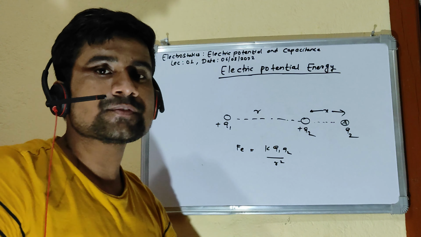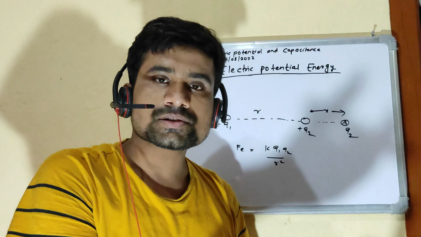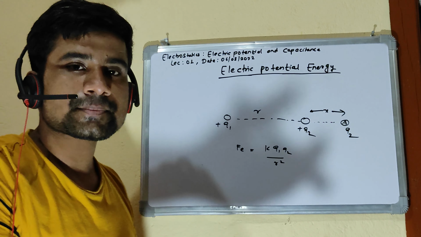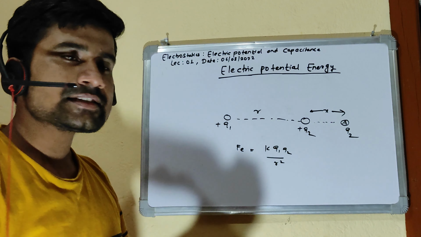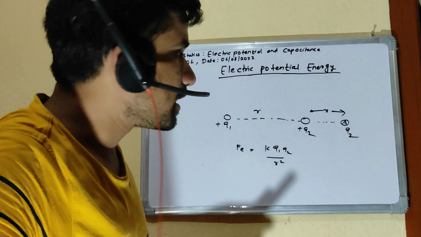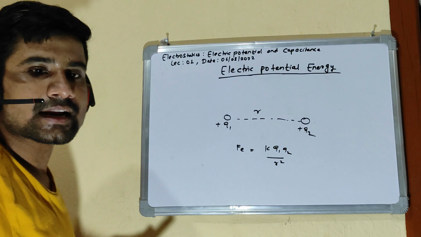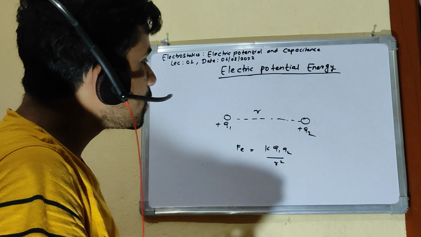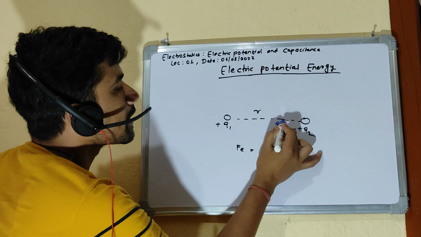Either you need to take the support of that force, or you need to overcome that force, because electrostatic force can be either repulsive or attractive, right? Clear? Okay. Now let's say one more scenario. In the other scenario, this q2 is at a distance r, right? Now you need to bring this q2 close to q1.